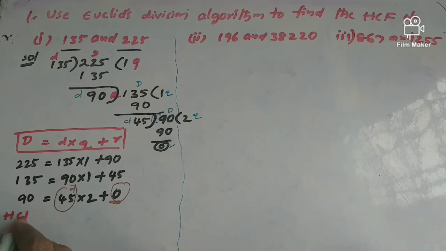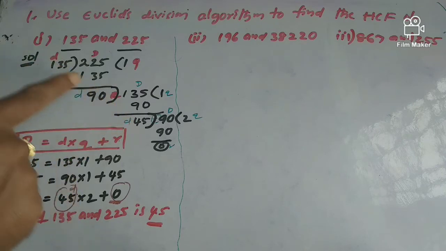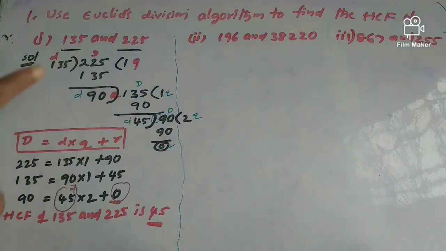HCF of 135 and 225 is 45. Okay, it is 45. So this is the way to find the HCF. This is the method of the division algorithm. It is ordinary division, and it helps us to find the HCF. So this is the general method to find the HCF. This is the procedure for the division algorithm.